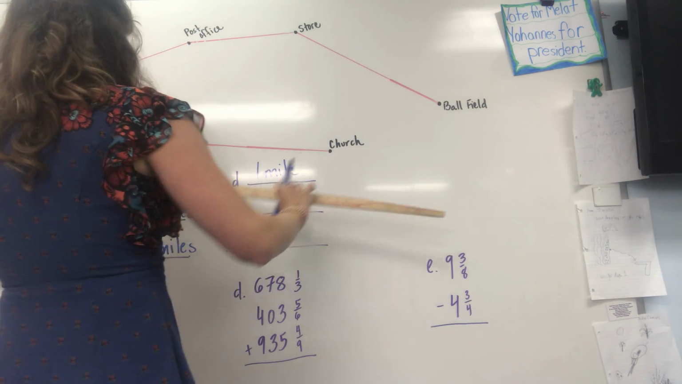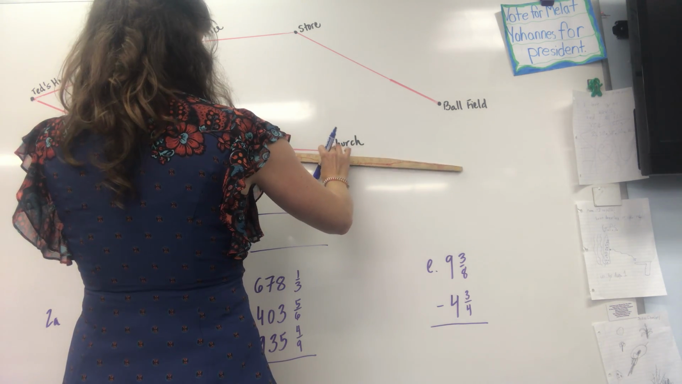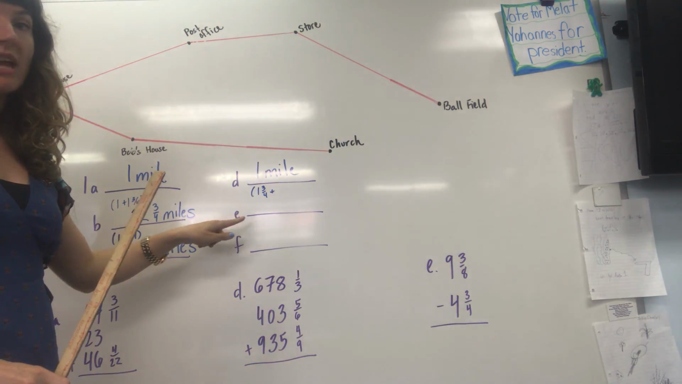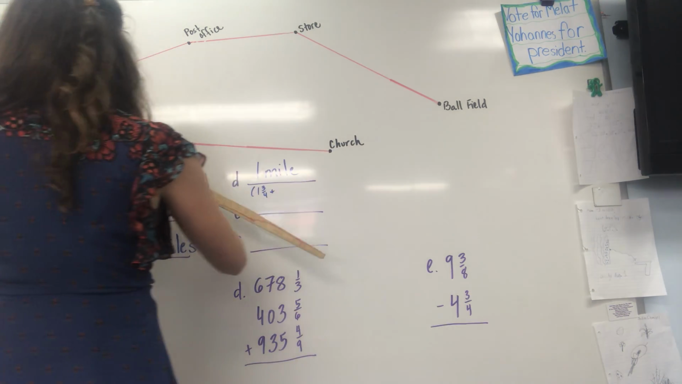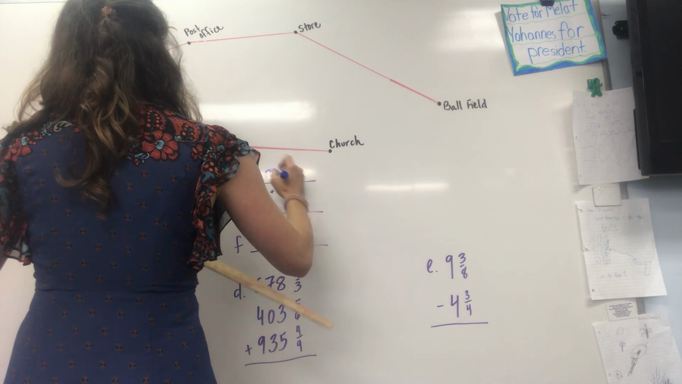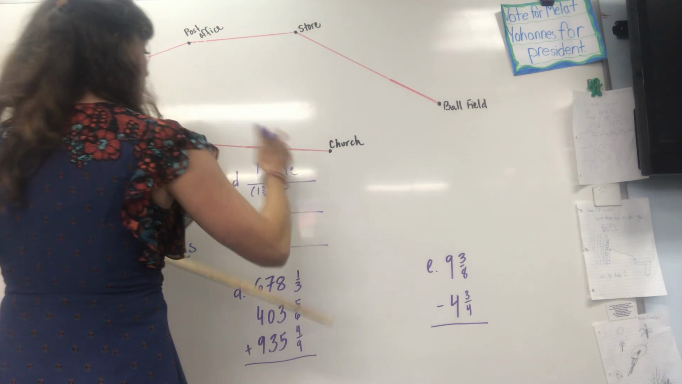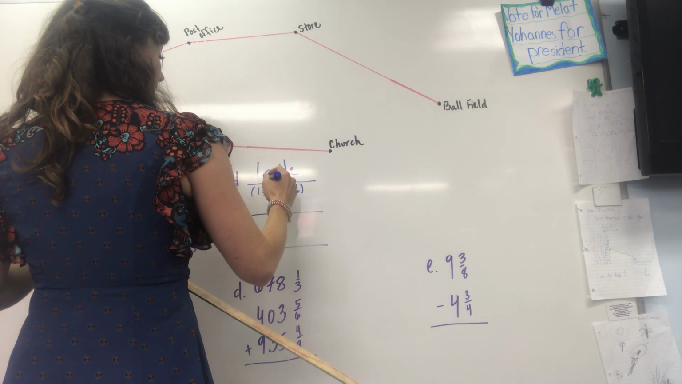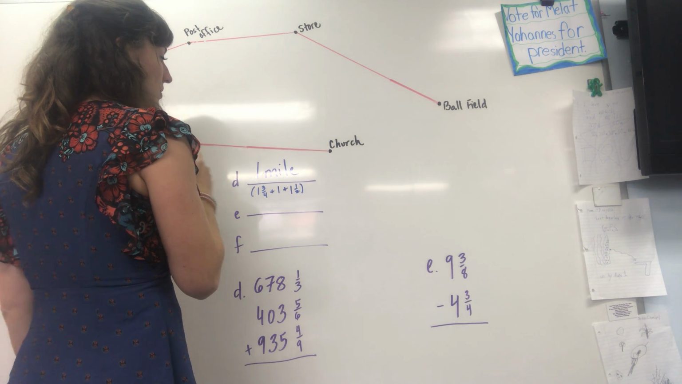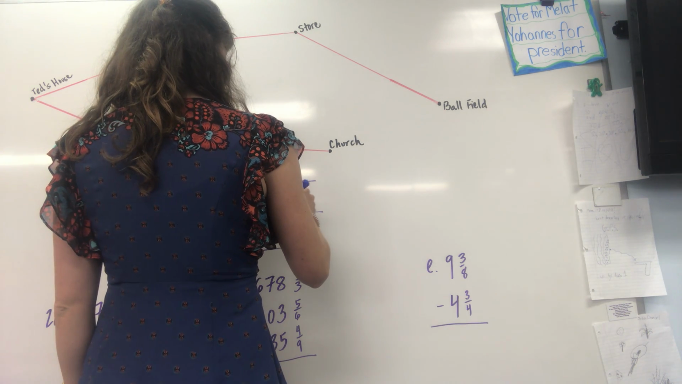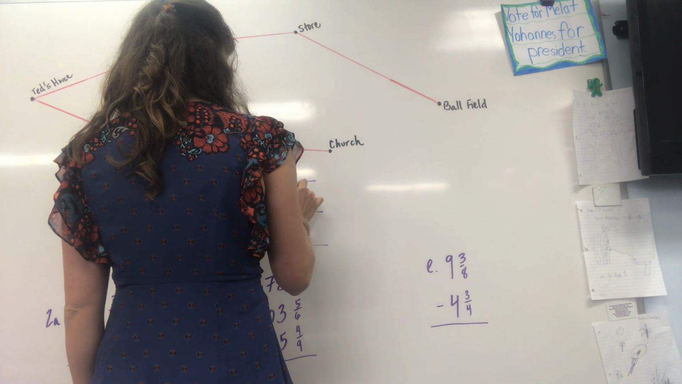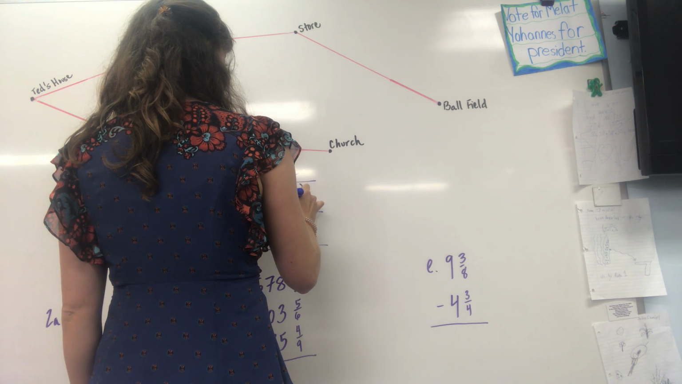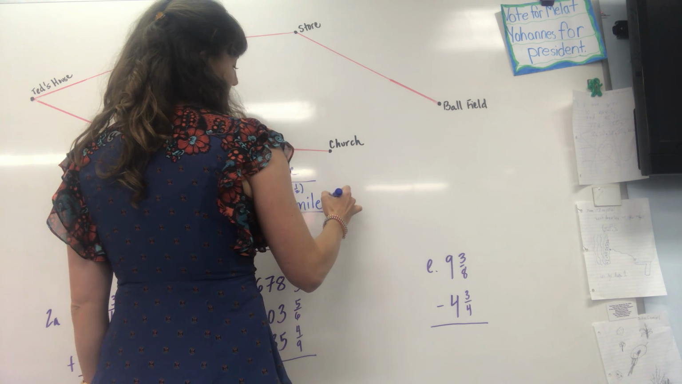So, 1 3/4. If you notice, I'm using parentheses when I have to add a bunch of them. So I have 1 3/4 from Bob's house to church. We know that Bob's house to Ted's house is 1 mile. And now Ted's house to post office is 1 1/2. All right, 1 plus 1 plus 1 is 3. And 3/4 here, 3/2. 1, 2, 3, 4, 4 1/4. 4 1/4 miles. Woo!